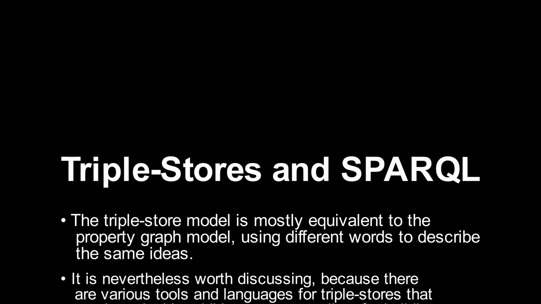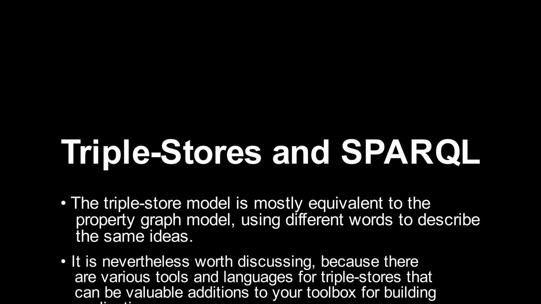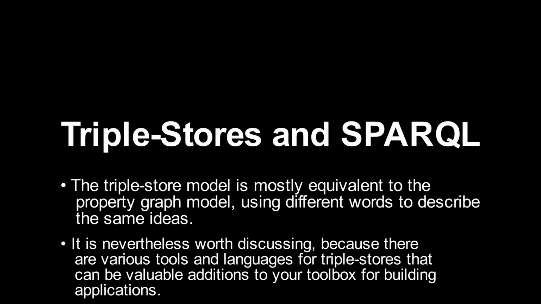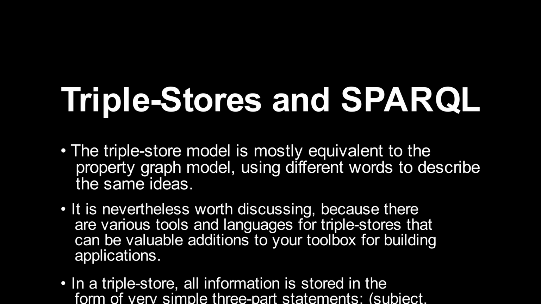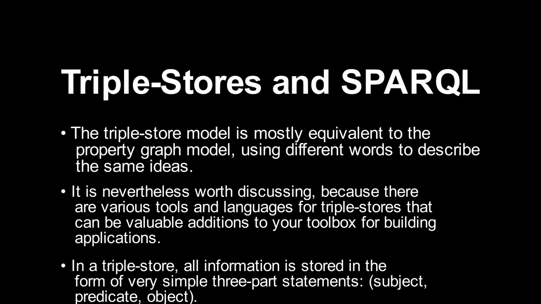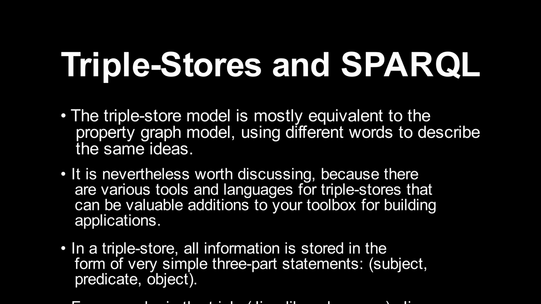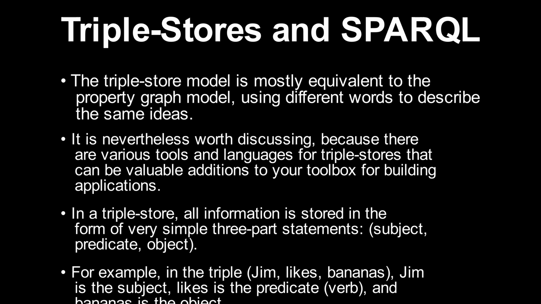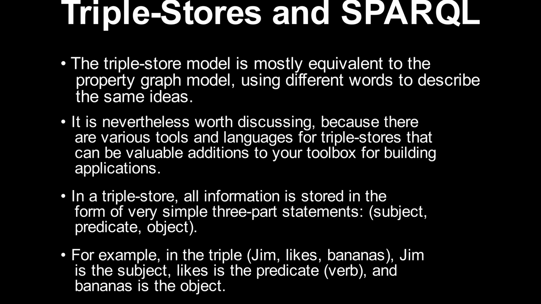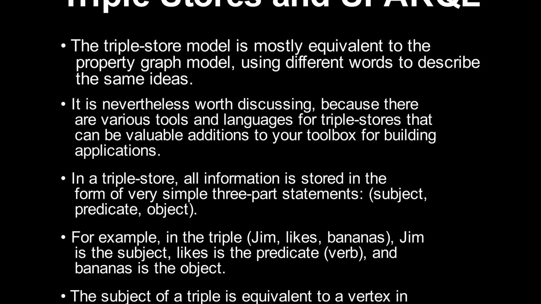The triple store model is mostly equivalent to the property graph model, using different words to describe the same ideas. It is nevertheless worth discussing, because there are various tools and languages for triple stores that can be valuable additions to your toolbox for building applications. In a triple store, all information is stored in the form of very simple three-part statements: subject, predicate, object.